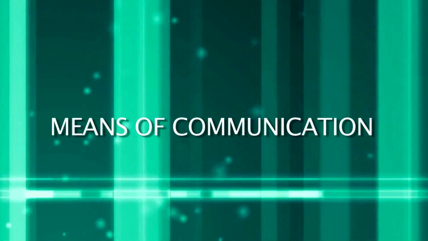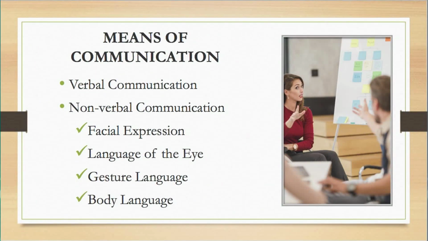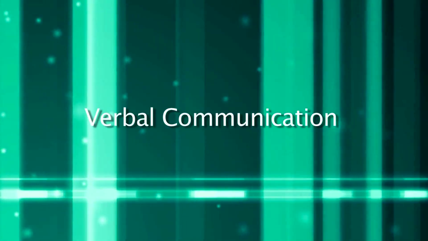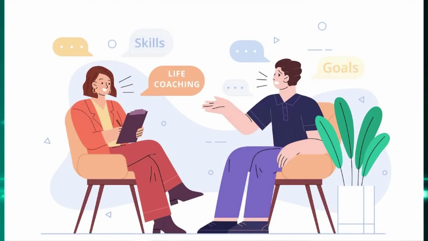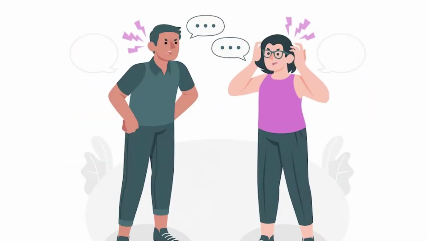Now the means of communication. How does communication take place? Communication takes place through two means. What are the two means? Verbal communication and non-verbal communication. Now what is verbal communication? The words, the things which I am conveying to you now, that is verbal communication. I am saying something by means of this video, that is verbal communication.